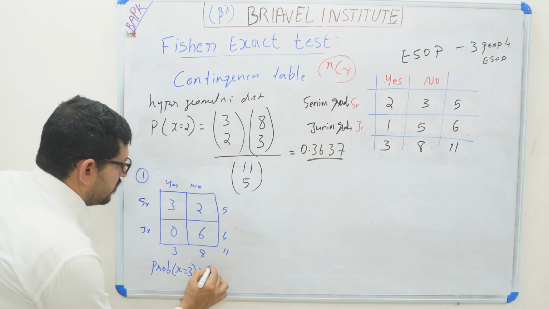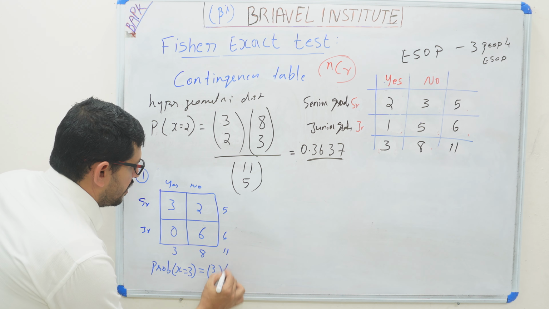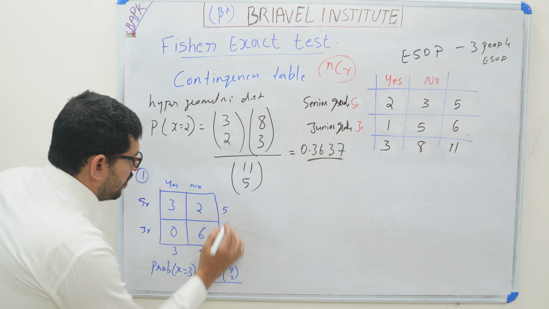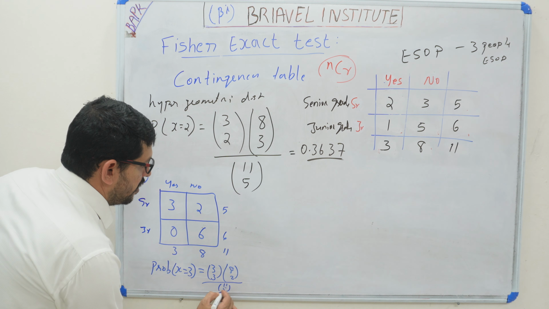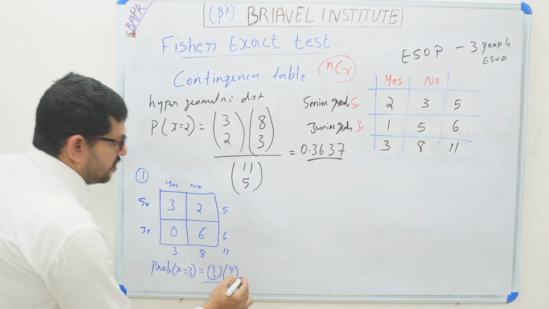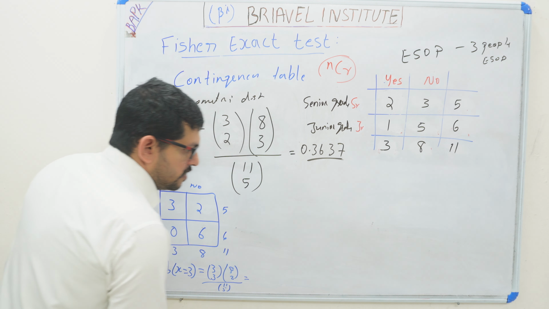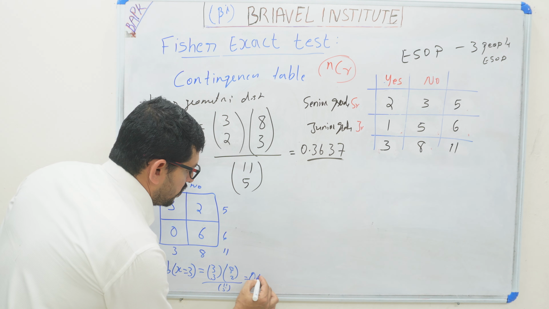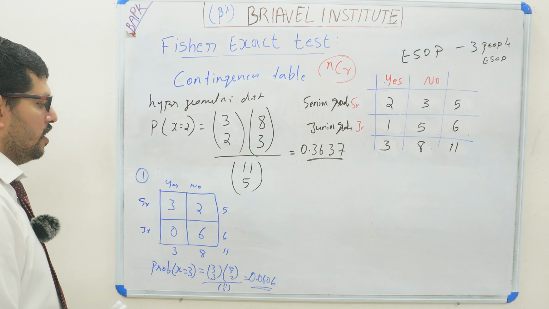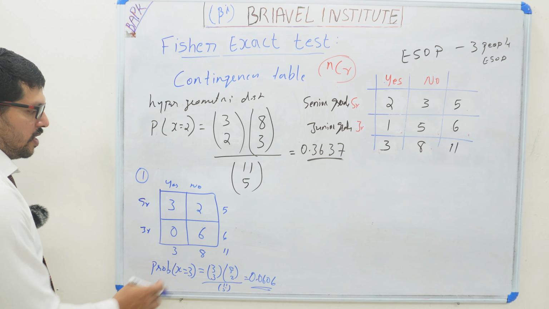In the same way, 3, 3 and 8, 2 whole divided by 11, 5. This 11, 5 is common for all cases. So this probability is equal to 0.0606. This is the probability for S is equal to 3.